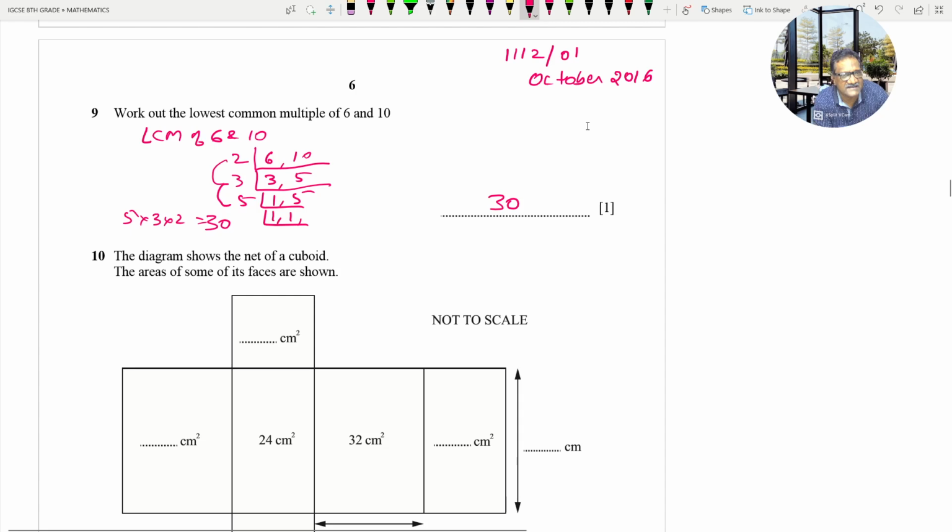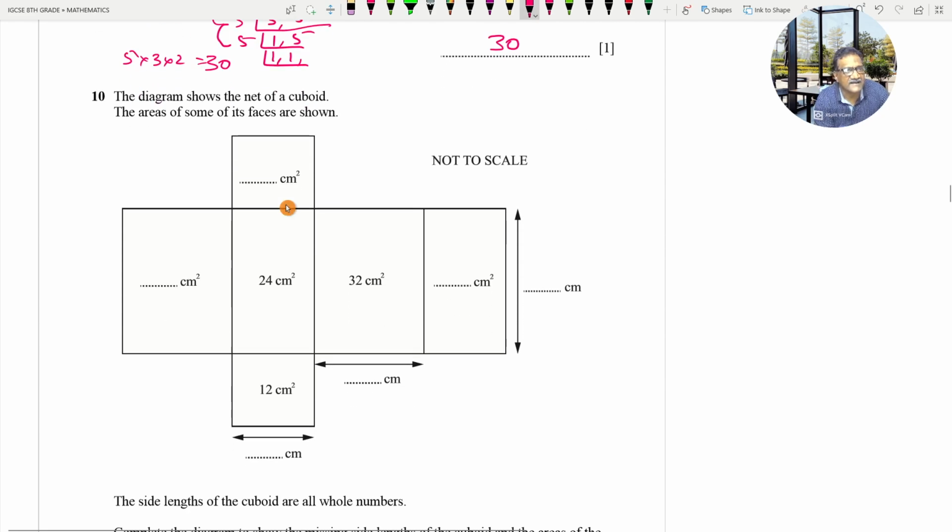Question number 10: the diagram shows the net of a cuboid. The areas of some of the faces are shown. Now this is a net of a cuboid. That means when you fold this net along these lines, you will get a cuboid. A cuboid is a rectangular box, right? The numbers inside these boxes indicate the areas, and the blanks show the places which you have to fill up.